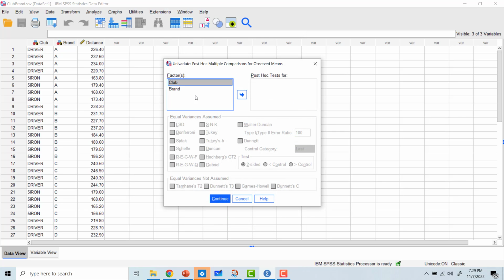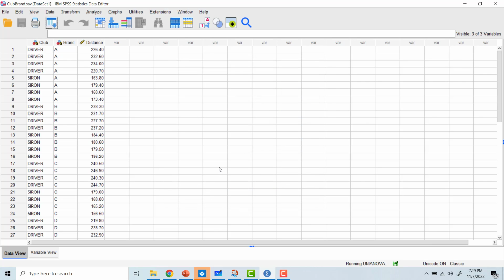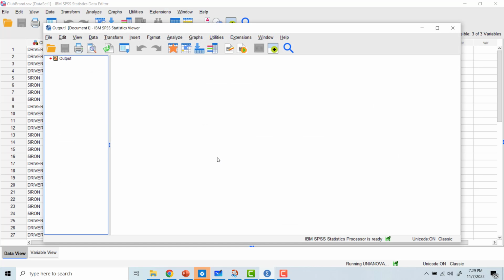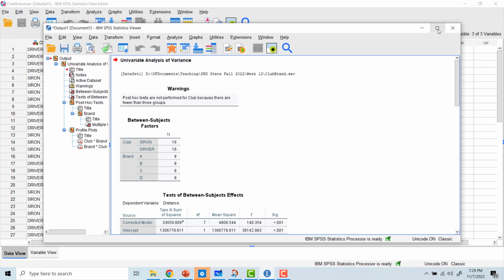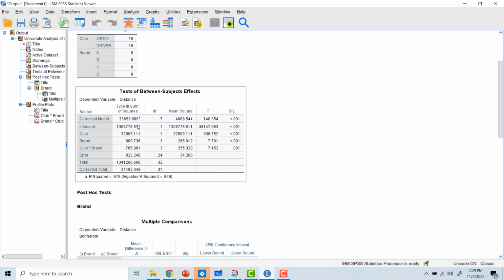And post hoc, let's just assume we're not really going to focus on this, but let's just have some Bonferroni post hoc tests for the club and the brand. And I think that's pretty much it. So we have an overall ANOVA table, and we see that pretty much everything is significant.